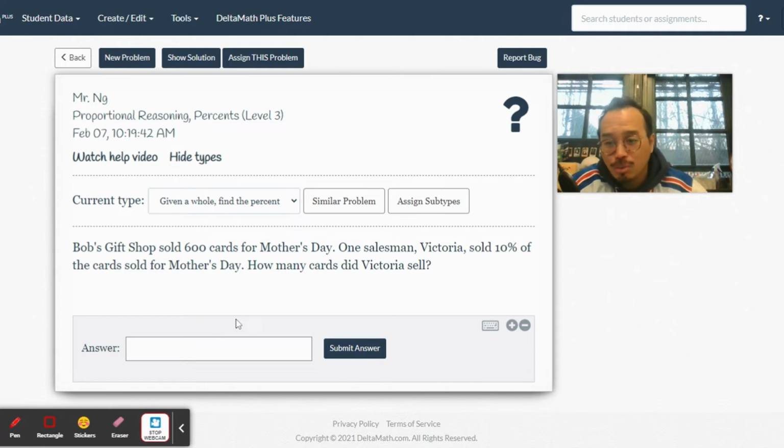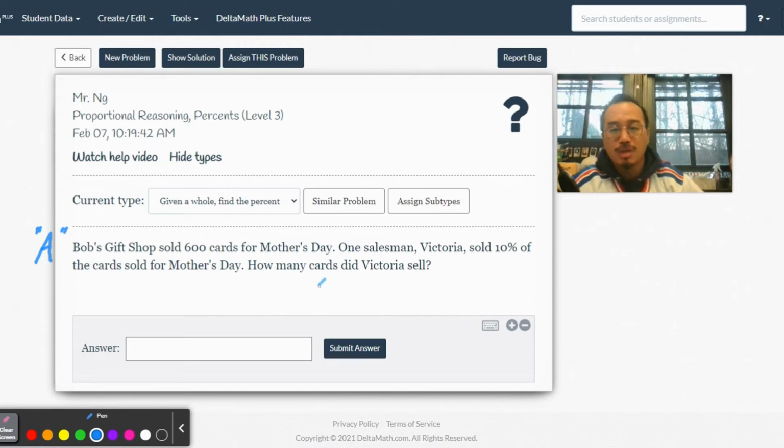Now, what kind of question is this? What type of question is this? Type A, type B, type C? Yeah, it's a type A question. So the question sounds something like this. I'm not going to write it out. The question is, what is 10% of 600? Got that?